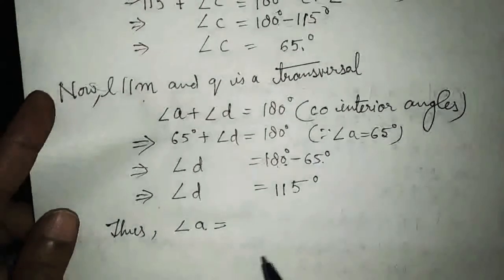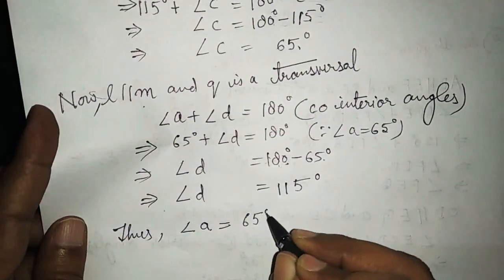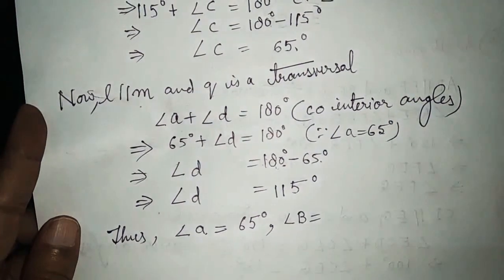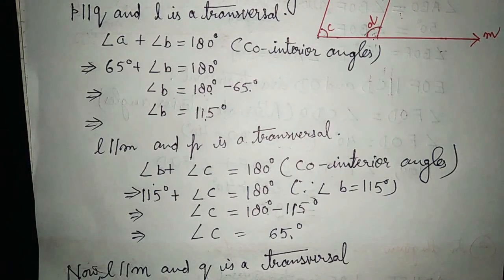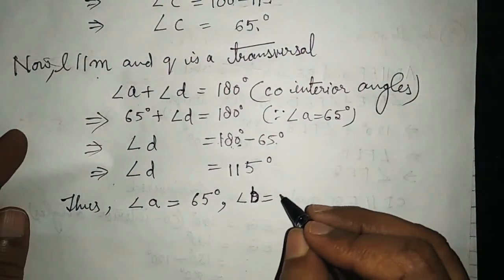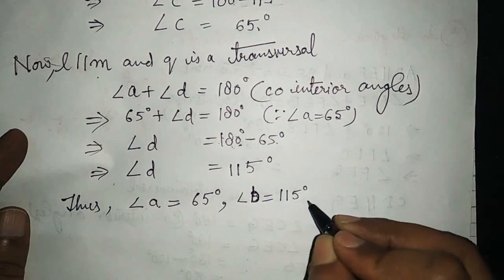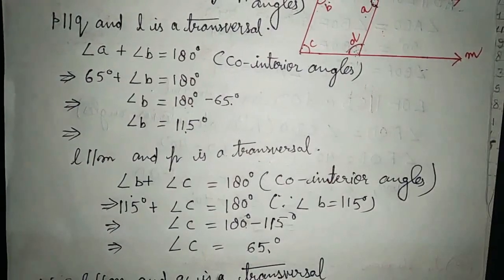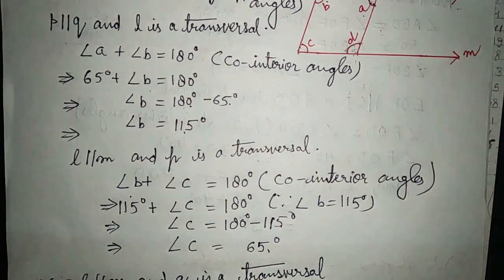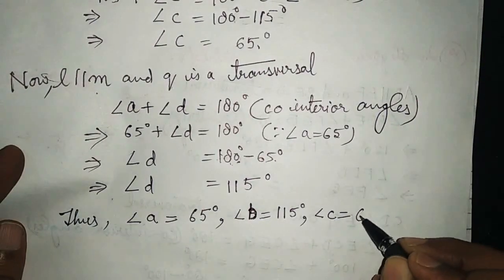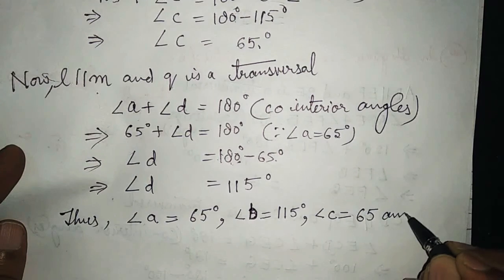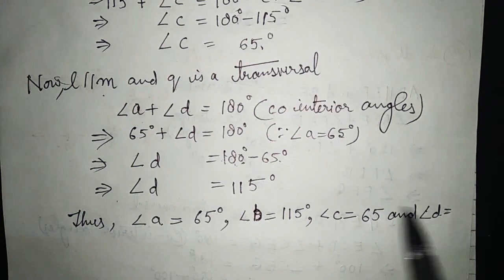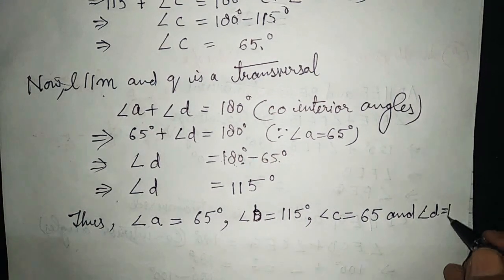So here we will write 65 degrees. Angle B is 115 degrees. So here we will write 115 degrees. And then angle C, and angle C we have calculated 65 degrees. Here we will write 65 degrees. And now the last angle, angle D. The measure of angle D is 115 degrees.